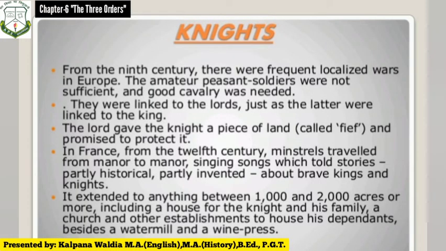Now by taking the example of knights, let us understand the second order. From the 9th century, there were frequent localized wars in Europe, so insufficient peasant soldiers were there and good cavalry was required. So there were good links with lords. These lords used to give knights a piece of land called a fief and they promised to protect it. These knights were very brave and very loyal to their lords. They used to hold around 1000 to 2000 acres of land, which included their own house where they stayed with their family, a church and several independent houses besides a watermill and wine press.